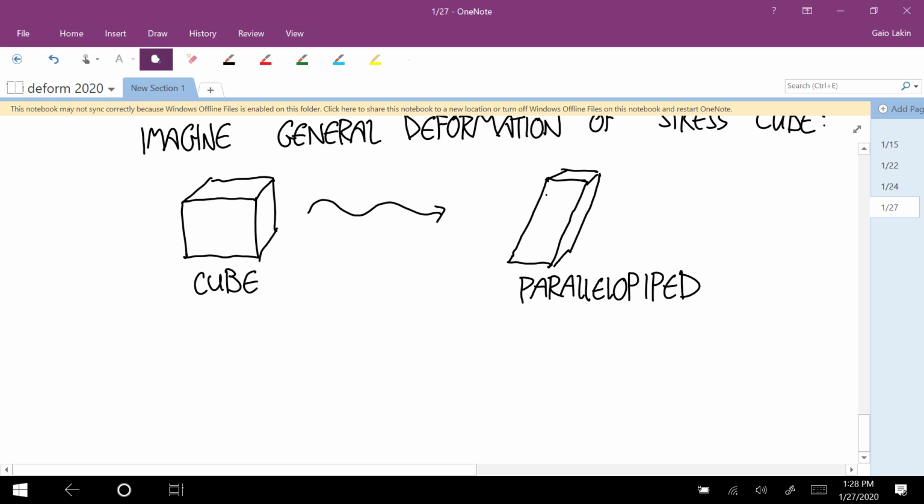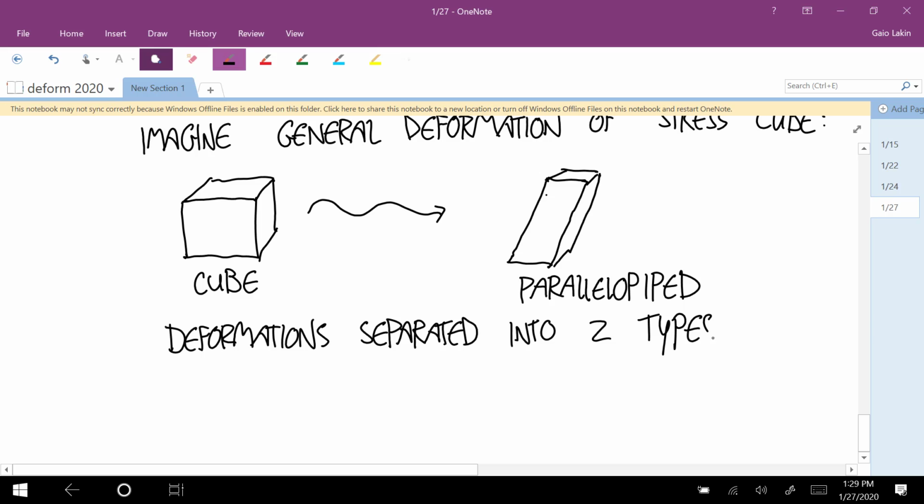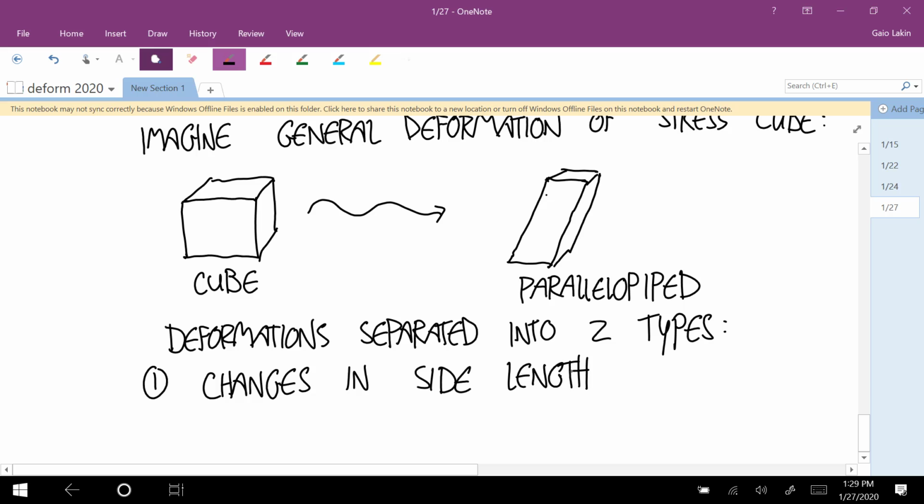But there are two different kinds of deformations that have happened. So the deformations can be separated into two types. The first one is length changes. There are changes in side length. And these changes are what we're going to call the normal strains. And there are changes in angle between sides.